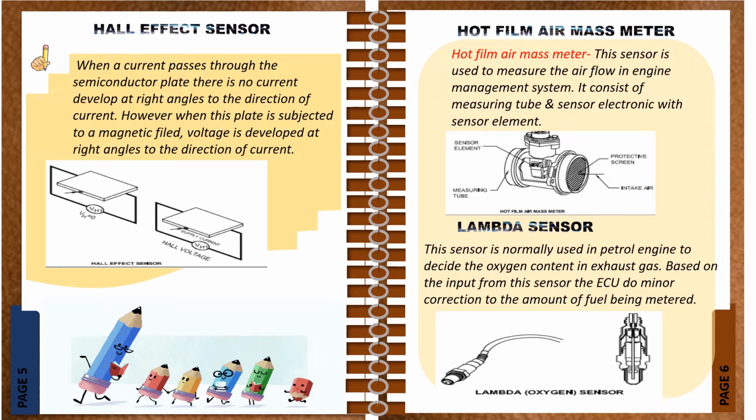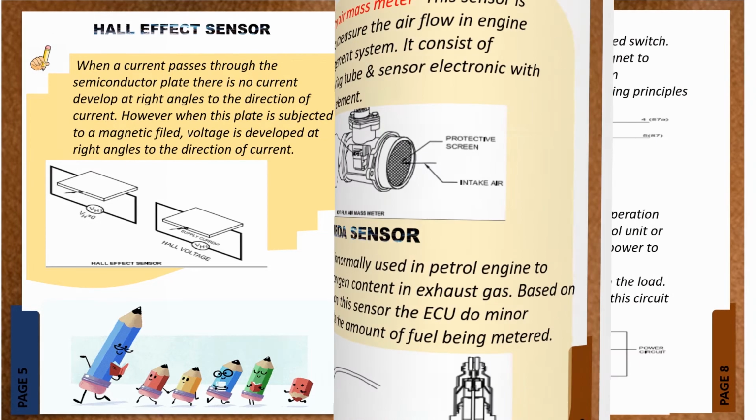Lambda sensor. This sensor is normally used in petrol engines to determine the oxygen content in exhaust gas. Based on the input from this sensor, the ECU makes minor corrections to the amount of fuel being metered.